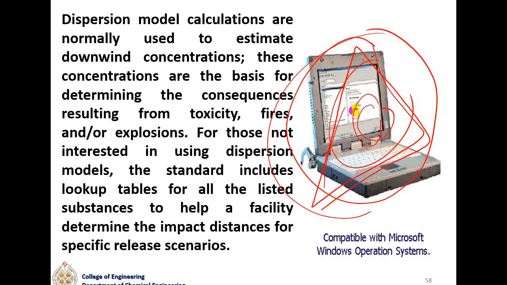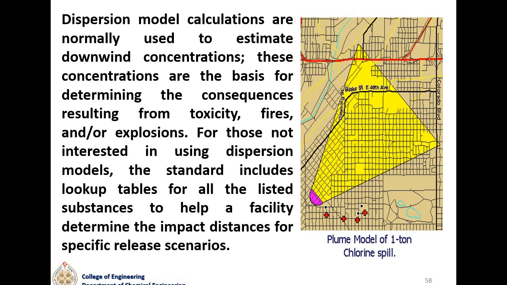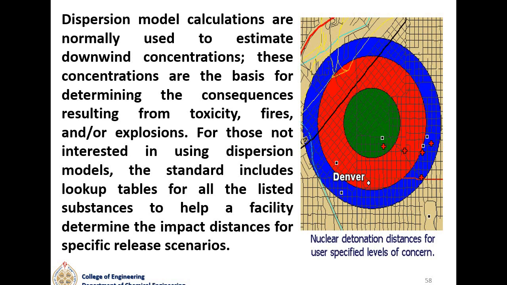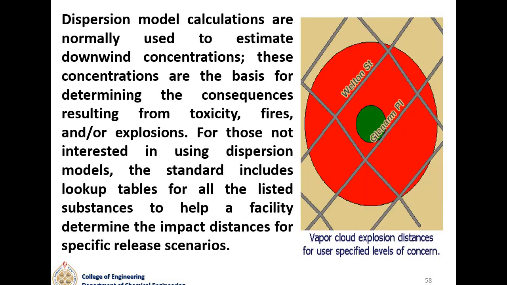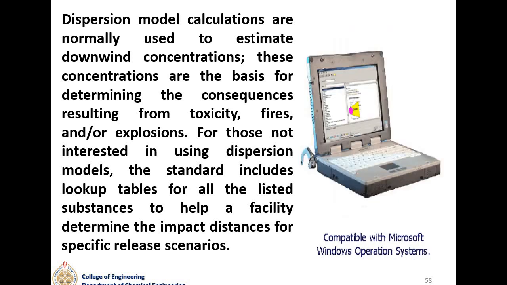So let's go again and look at it. I'm just going to rub this just to have a better look. Okay, so that is kind of a plume model of a 1 ton chlorine spill. Okay, so that small nuclear distance. Oh my God, nuclear bombs, nuclear plants could be a problem. This is a vapor cloud, and you can see how that could be very toxic, causing fires or explosions.